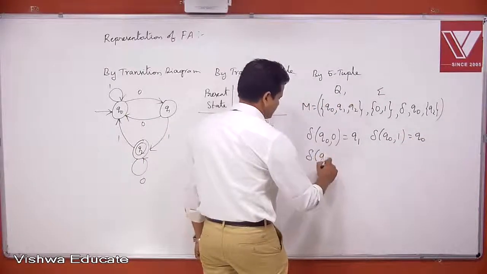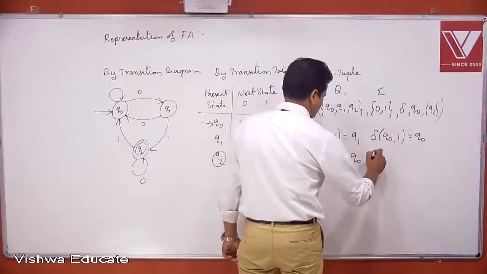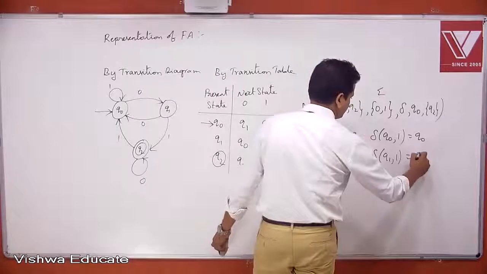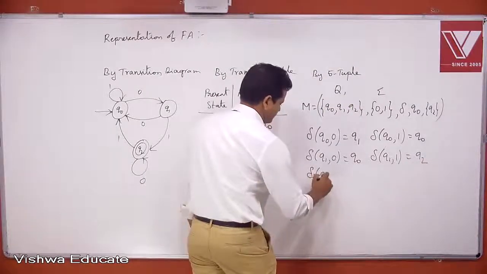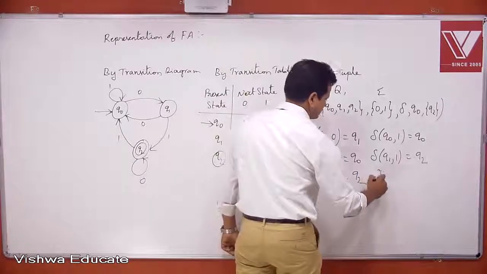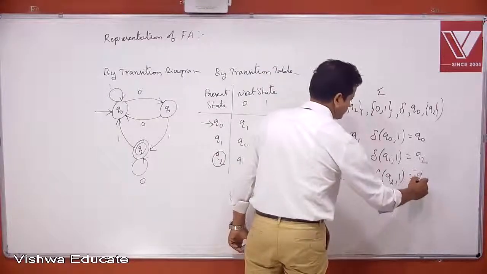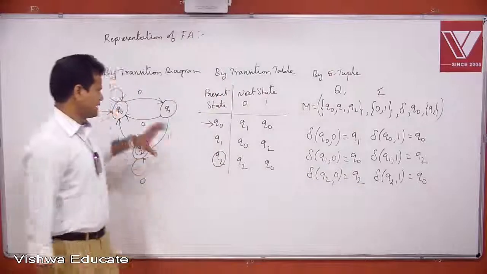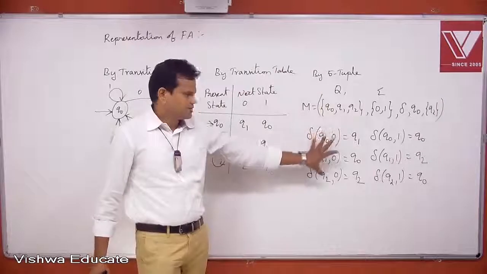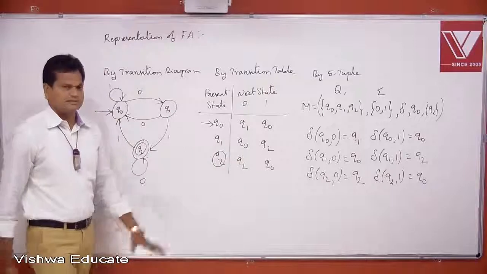Similarly, Q1 on 0 is Q0. Q1 on 1 is Q2. Q2 on 0 is Q2. Q2 on 1 is Q0. So this is the diagrammatic representation, this is the table representation, and this is the five-tuple representation for the same automata. So we can represent it in these ways. So you can copy.